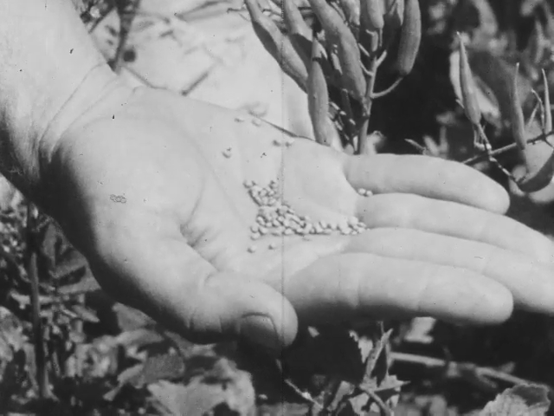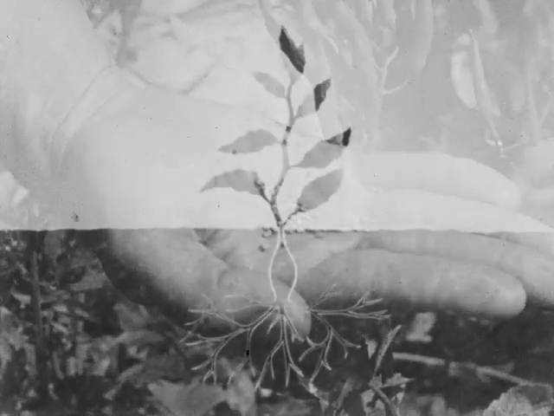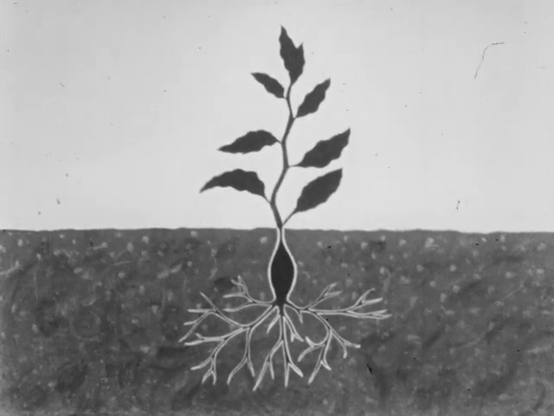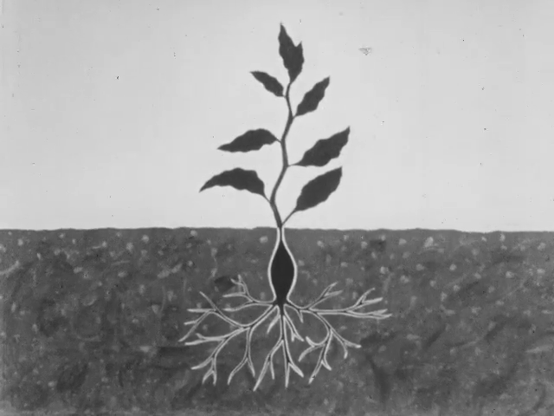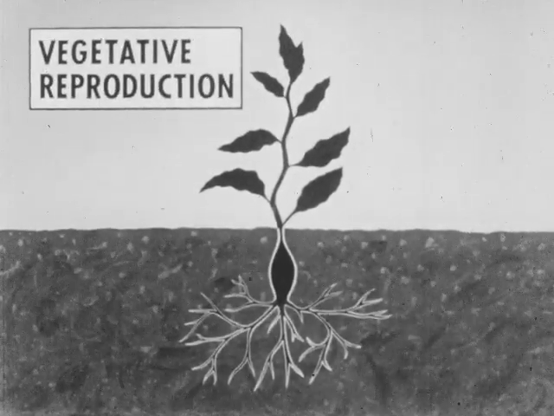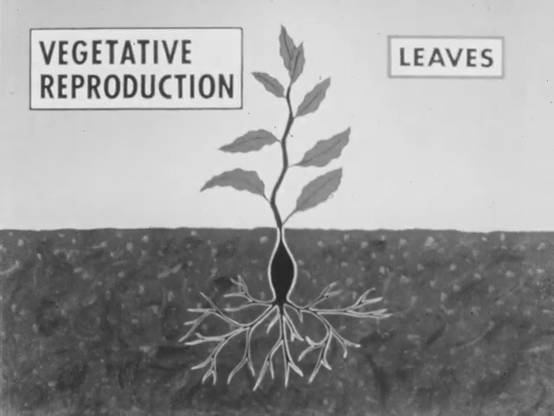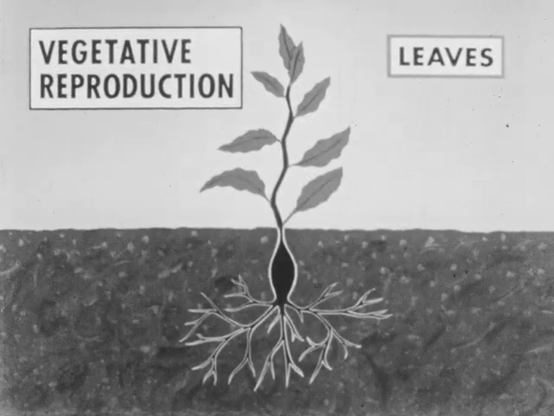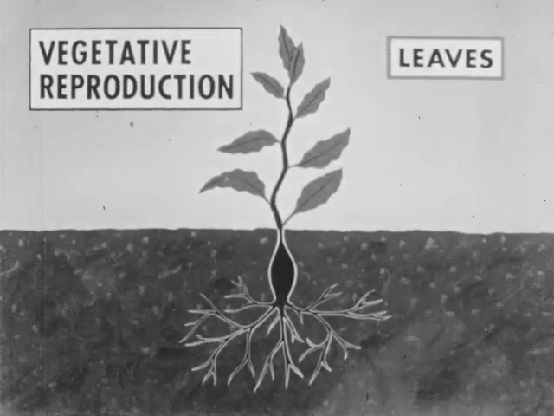But seeds are not the only means of reproduction for green plants. The leaves, stems, and roots of some plants can also be used for a special kind of reproduction called vegetative reproduction. Let's begin with leaves and see how, in some plants, the leaves can be used for vegetative reproduction.